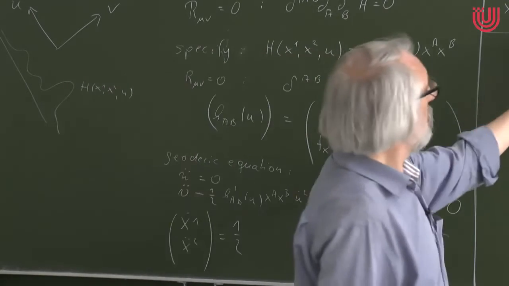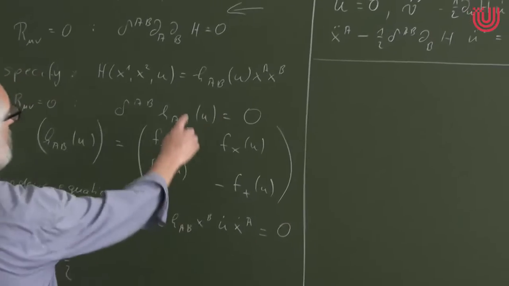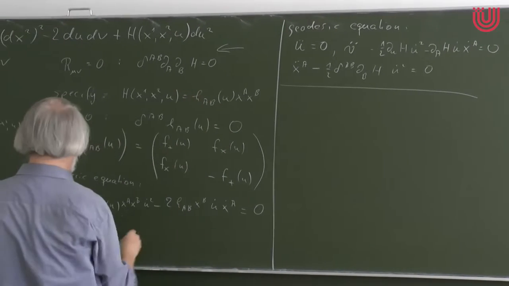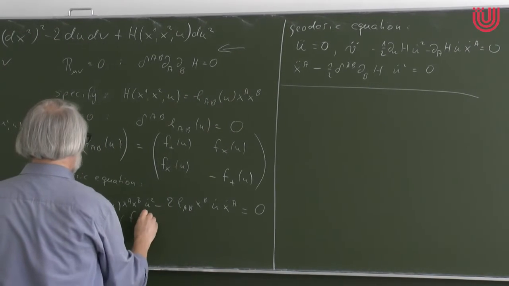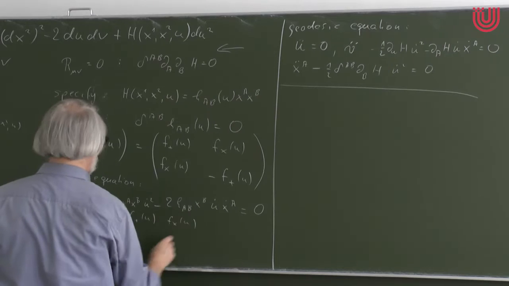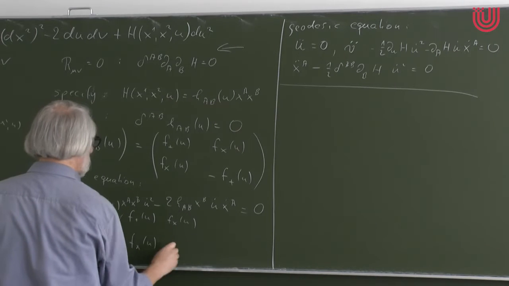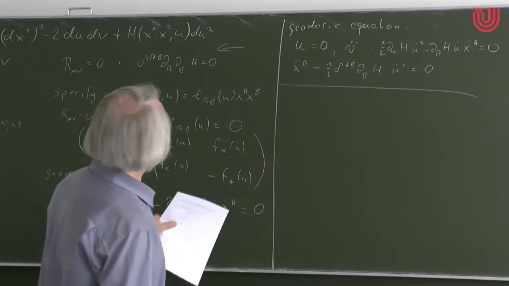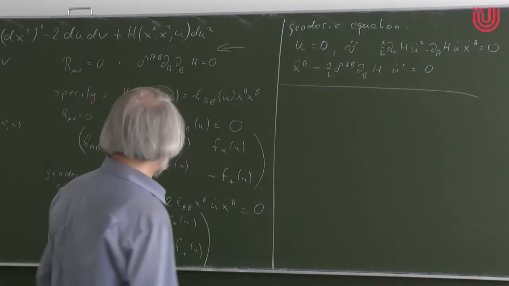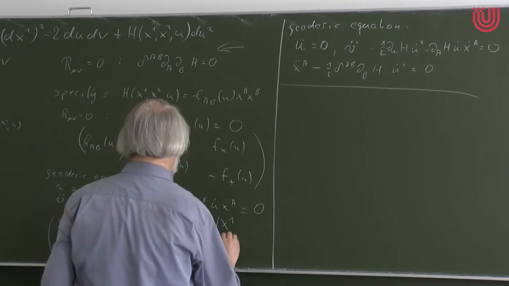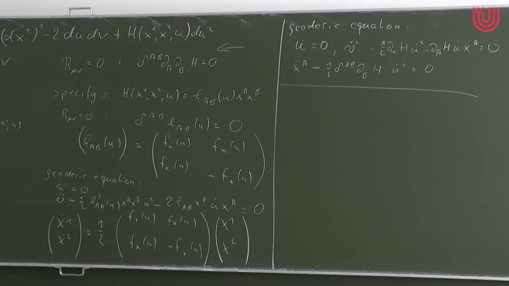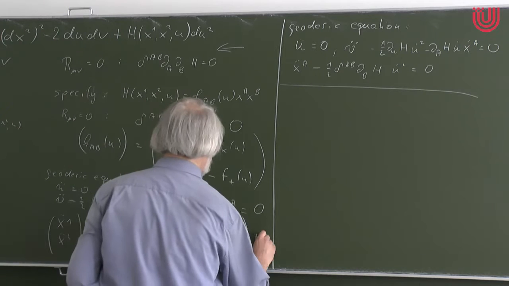The gradient of h with respect to b is just h, the matrix H, which I've written here. So this is f plus of u, f cross of u, f cross of u minus f plus of u, times xb, right? Times x1, x2. So that's the third equation: u dot squared.